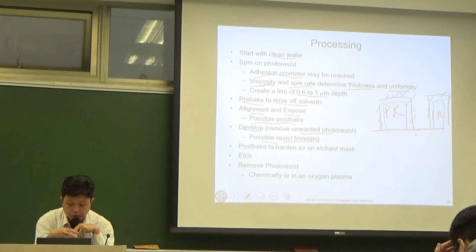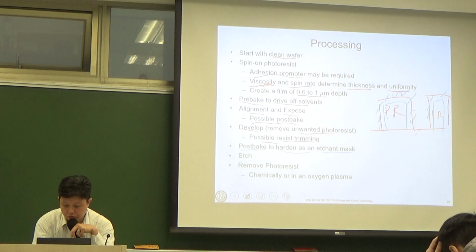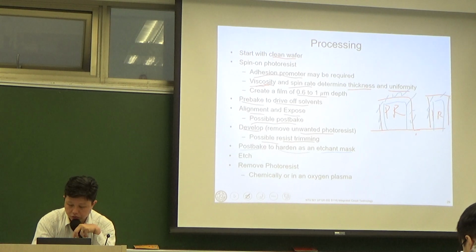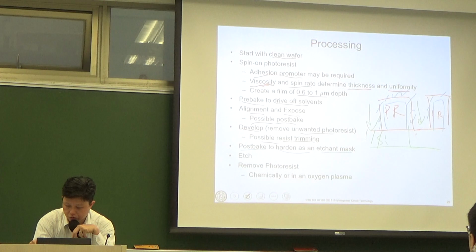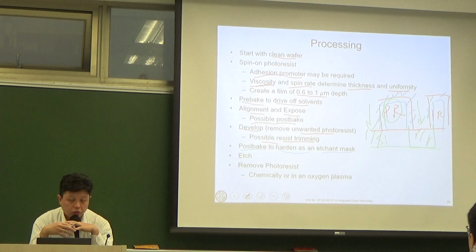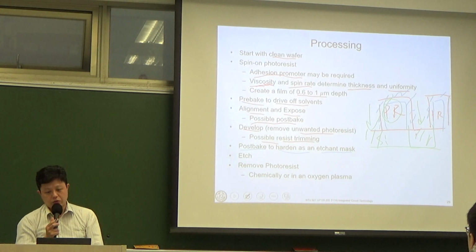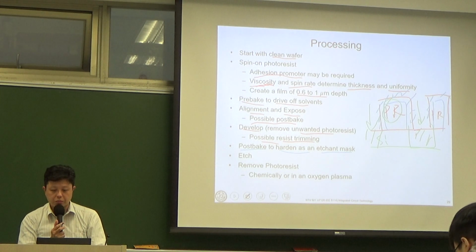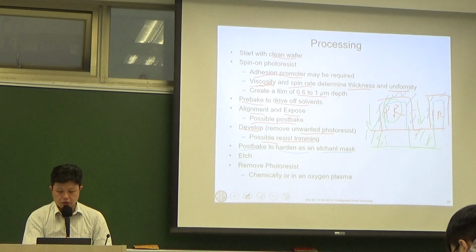Okay, and after developed, we will go through some post-bake to harden it as an etch mask. For example, in the same case here, if we want to use plasma to etch maybe the silicon underneath, or want to etch away this part, then we have to make this photoresist harder. So one way is you continue to bake it. You can make it even harder, that can resist your ion or plasma bombardment. Okay, so then you can do the etching.